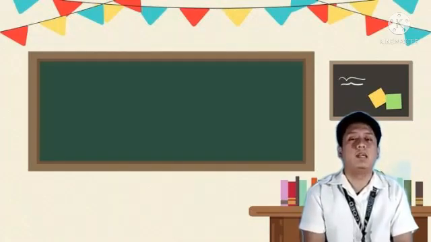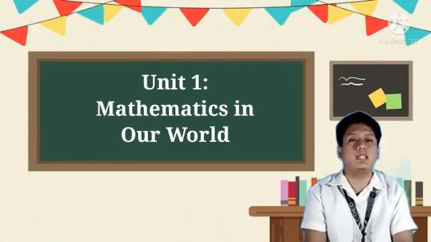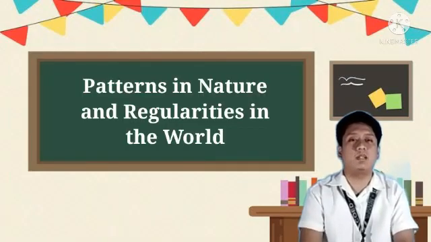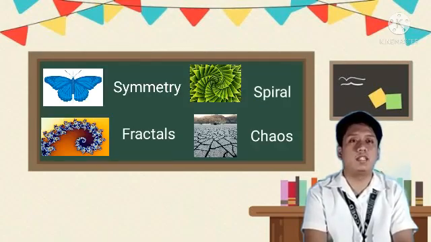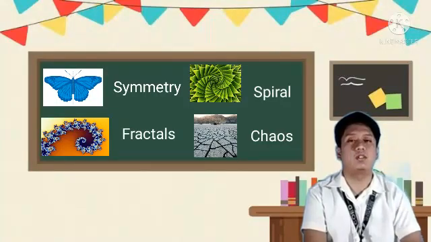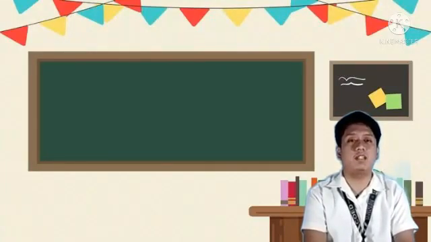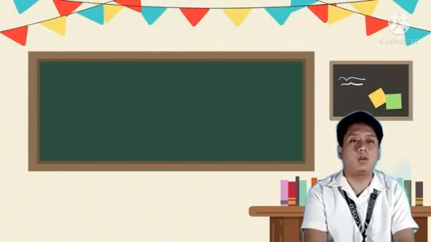Good day everyone. Now, we are going to discuss the different patterns in nature. Let us define first what are those different patterns in nature. Those four different patterns in nature are symmetry, fractals, spiral, and chaos. These different patterns in nature are what we call the different regularities of form found in the natural world.